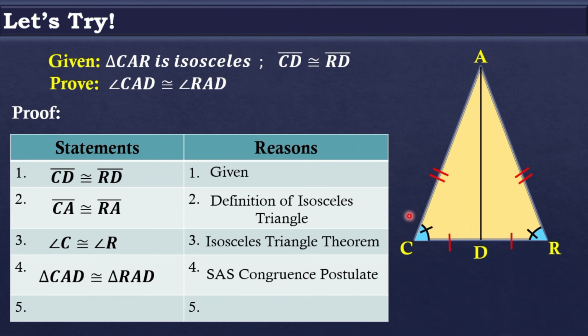Therefore, si angle CAD at si angle RAD, so itong dalawang angle na to, are also congruent by CPCTC. Okay, so once kasi na ma-prove mo na yung dalawang triangles na congruent sila, therefore all of these corresponding parts are congruent. So kung ano po yung nandito, ibig sabihin congruent na yan. Kasi na-prove mo na congruent yung dalawang triangles mo.